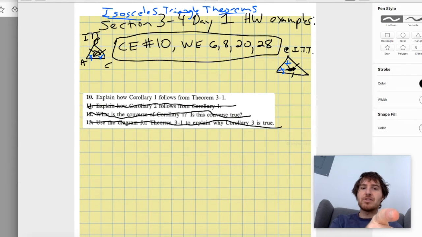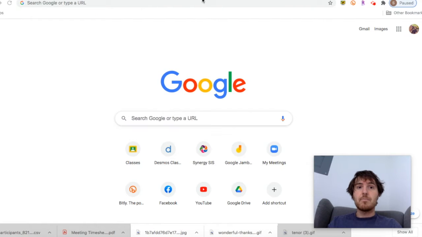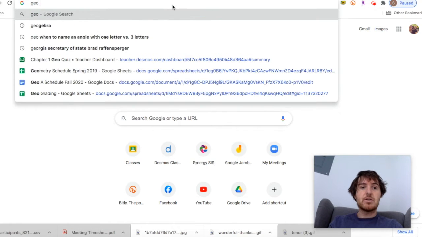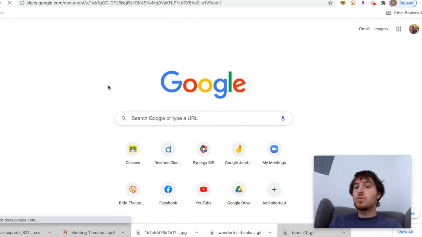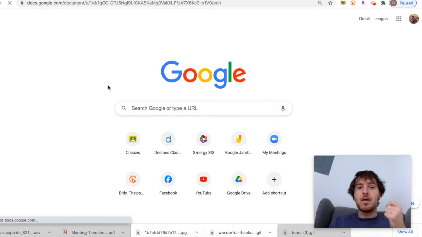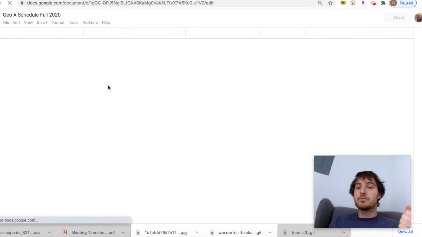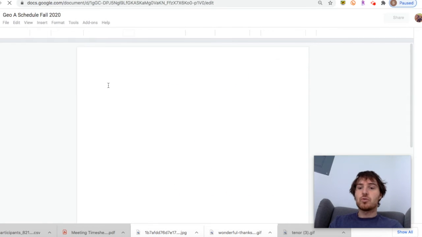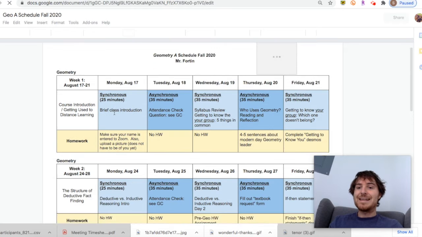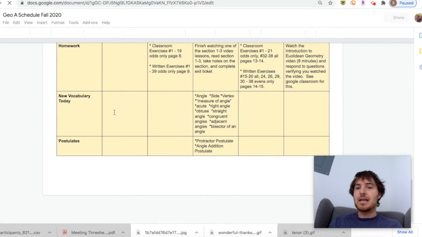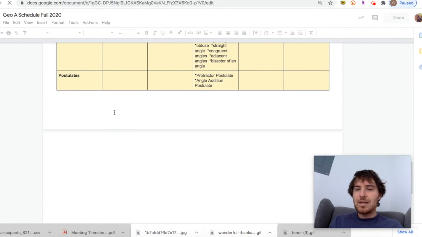I want to also remind you that these problems here aren't all the problems you have to do for your homework, okay? So reminder that we have our geo schedule that's linked in Google Classroom. Feel free to pull this up whenever you want to figure out what the homework is. You just need to scroll down to where the date is. And the last date was like Friday, November 20th, I think.